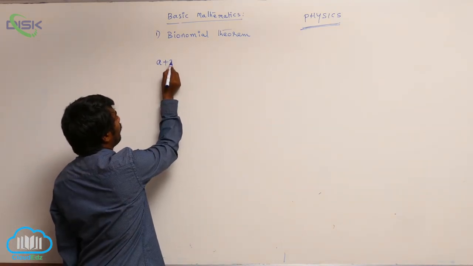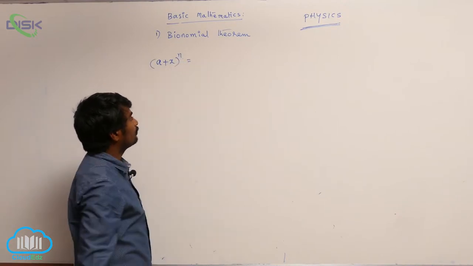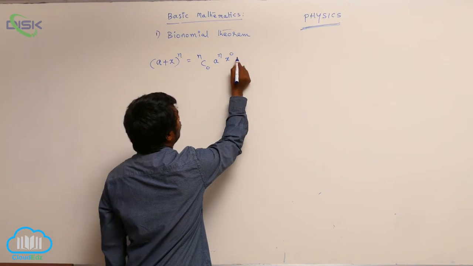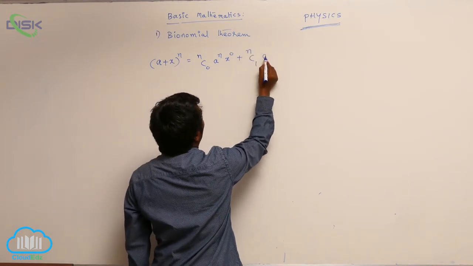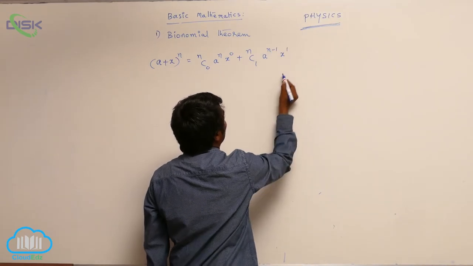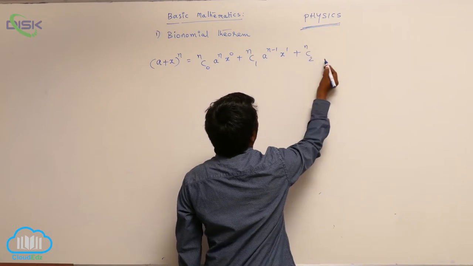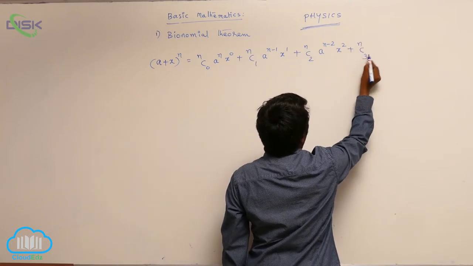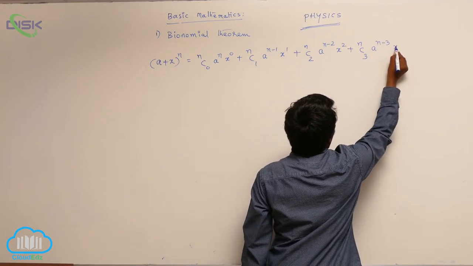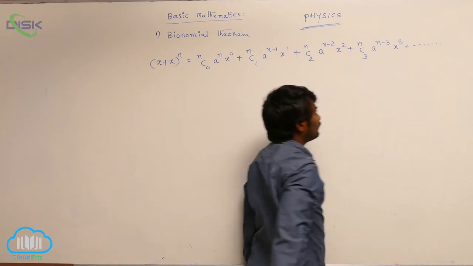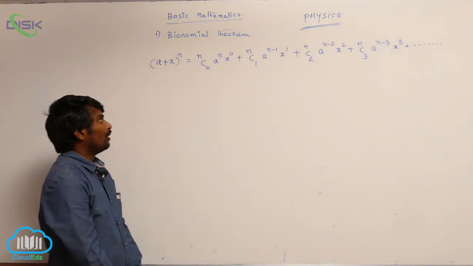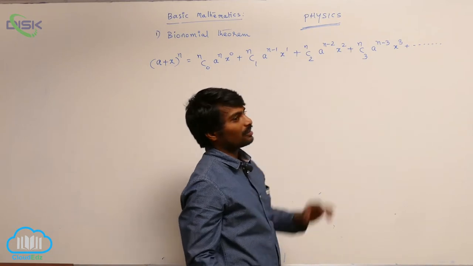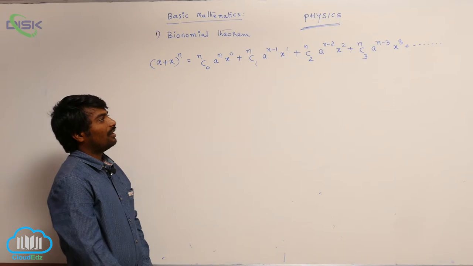The binomial theorem: (a + x) whole power n. Now its expansion is nC0 a power n x power 0 plus nC1 a power n minus 1 x power 1 plus nC2 a power n minus 2 x square plus nC3 a power n minus 3 x cube plus, and so on. We call nC0, nC1, nC2, nC3 and so on binomial coefficients.